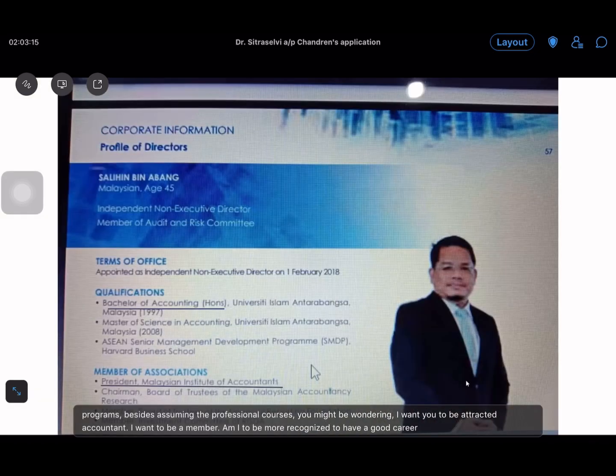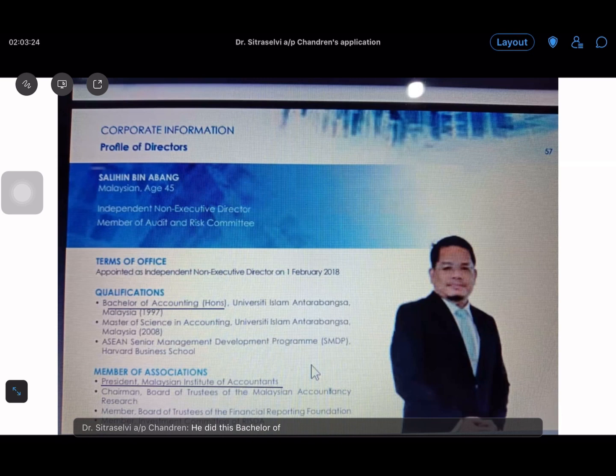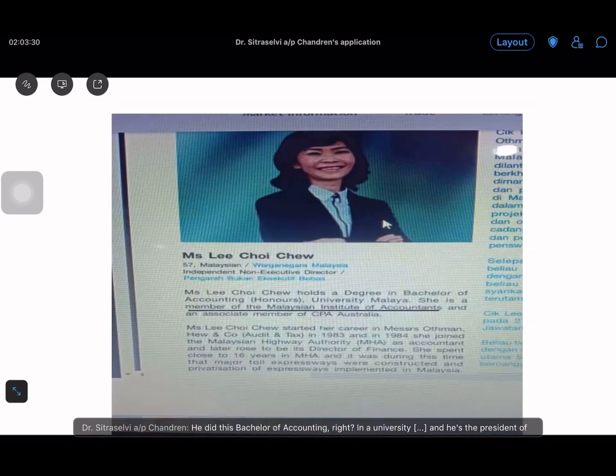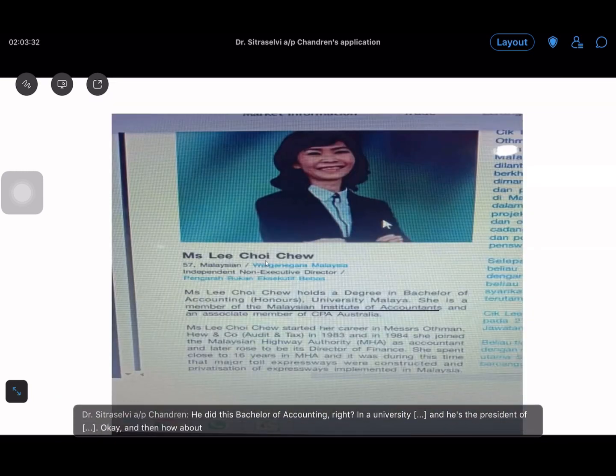So, this is something like examples. You see Encik Salin Abang, right? He did his Bachelor of Accounting at University Islam Antarabangsa, and he was the president of MIA at that time. Okay. And then how about Miss Lee Chow Chiu? She's an independent non-executive director, and she is a member of MIA.